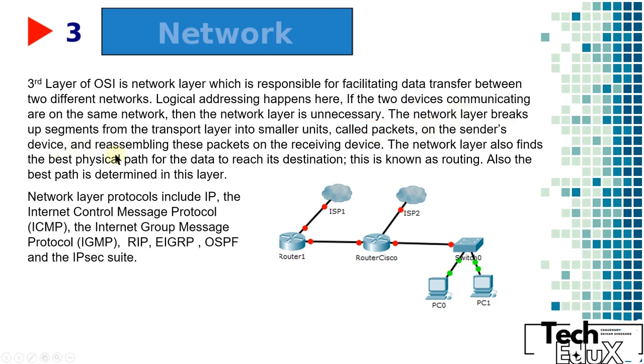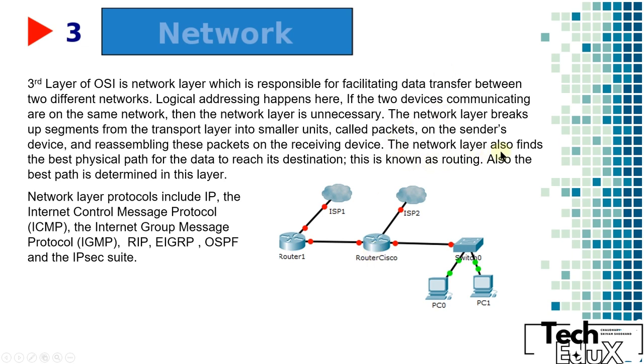On the sender's device, the packets are broken up, and they are reassembled on the receiving device. Just like in the transport layer, where the sender sends segments and the receiver reassembles them, the same happens in the network layer. When a router is going to send a packet from source to destination router, it divides it into chunks, and they are reassembled at the receiving end.